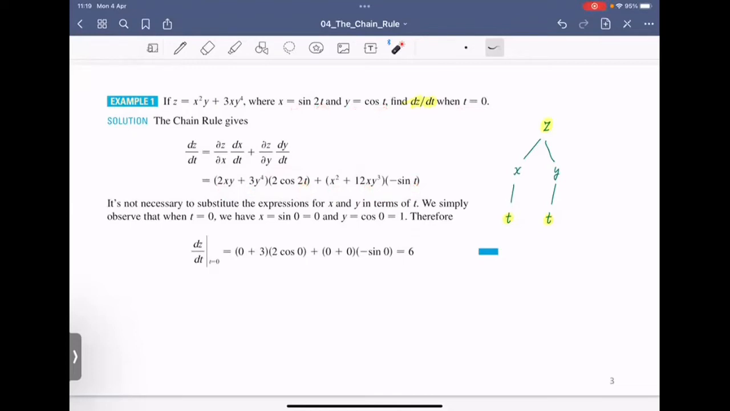Make sense? Because if t equals 0 here, sine 2t is going to be 0 as well. So when t equals 0, x is going to be 0 as well. And then when t equals 0, y is going to be 1 here. So you plug in t equal to 0, x equal to 0, and y equal to 1. And then you're going to get 6 as your answer.